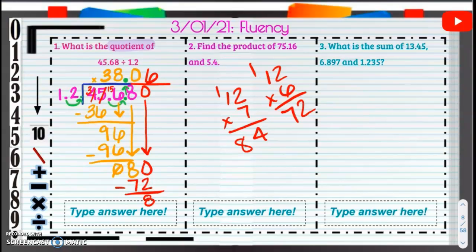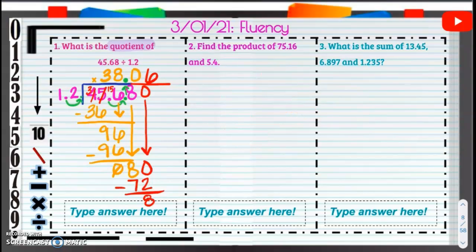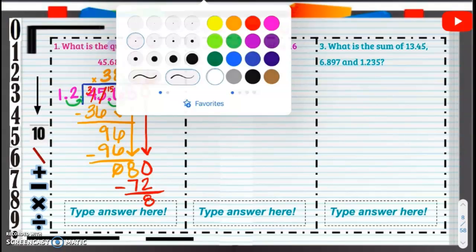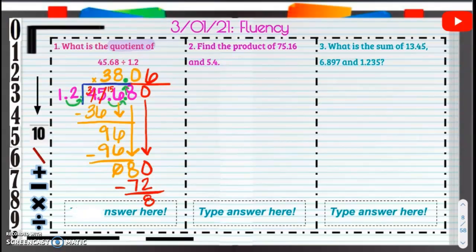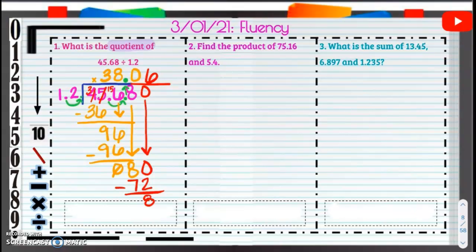Then if we do another placeholder of 0, we keep bringing it down. We are going to stop after our second decimal, our hundredths place. So we are going to get an answer, or a quotient, of 38 6/100ths. Let's type that. 38, 0.06.